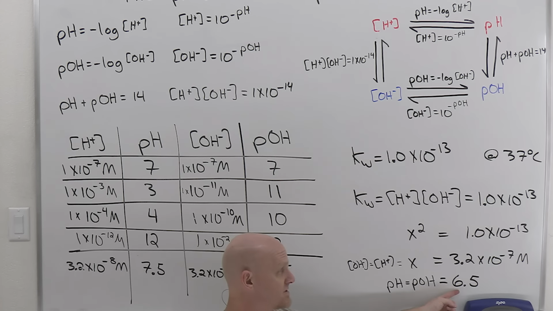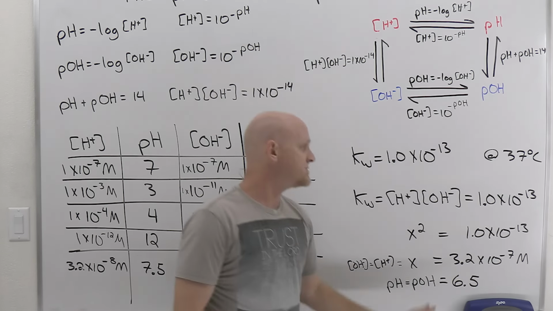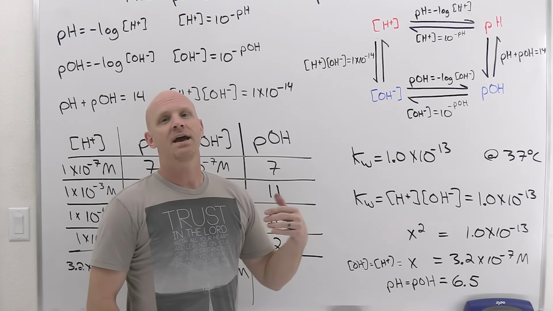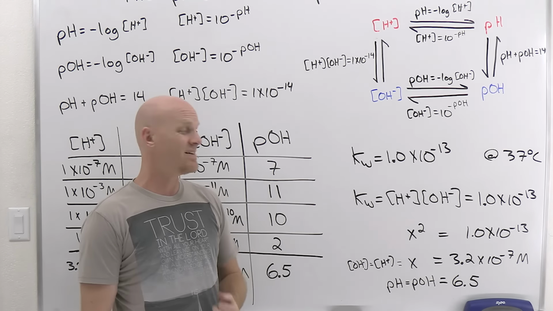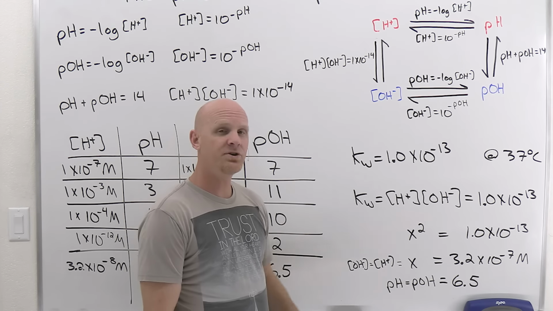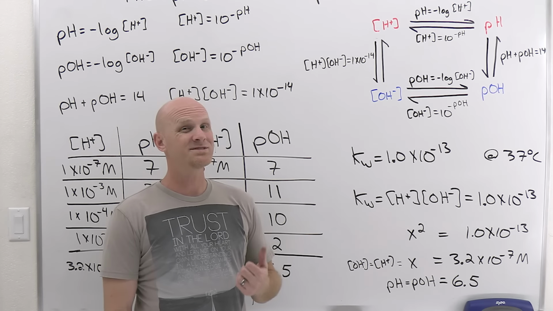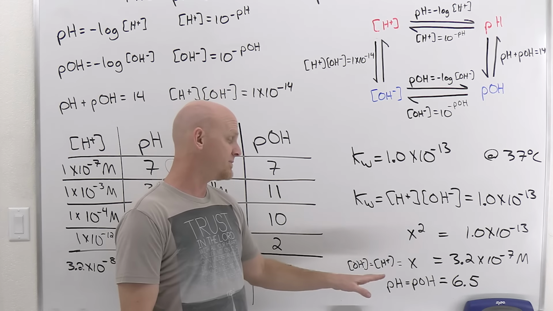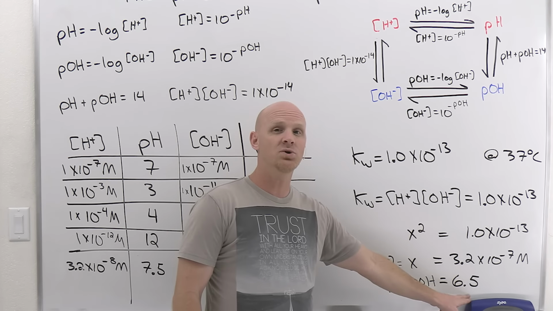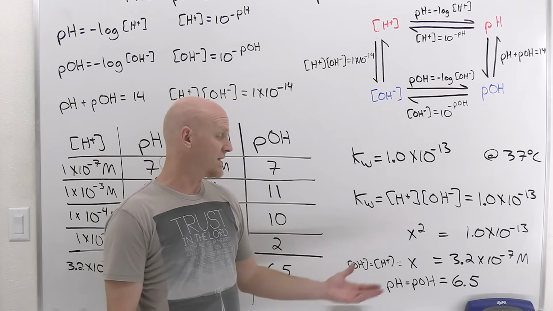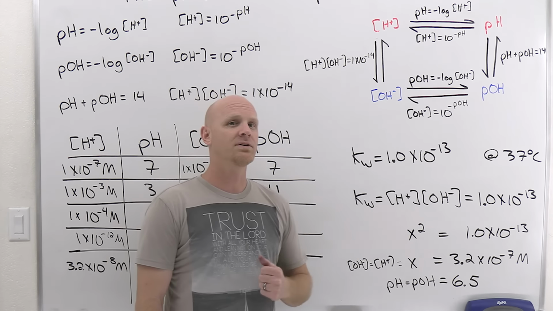And notice 6.5 plus 6.5 adds up to 13. And so at this new temperature, the pH and pOH don't add up to 14, they add up to 13. And neutral pH is no longer 7, it would be 6.5. These are equal again in pure water, but they're not equal to 1 times 10 to the negative 7 molar. And the pH and pOH are not equal to 7 anymore. In pure water, they're now equal to pH and pOH of 6.5 instead. A pH of 7 would actually be basic at this new temperature.